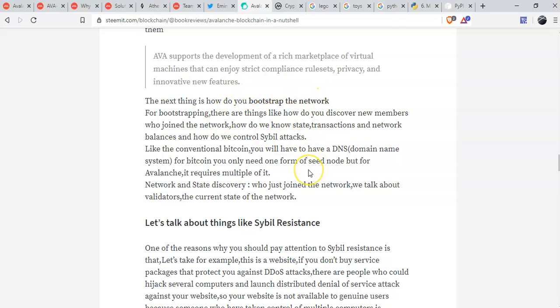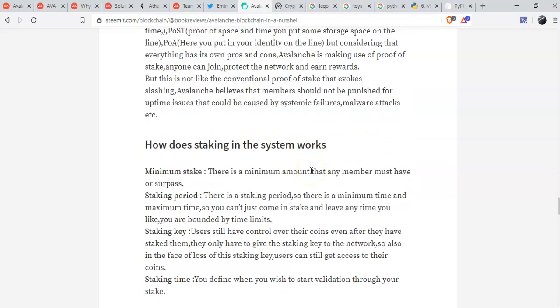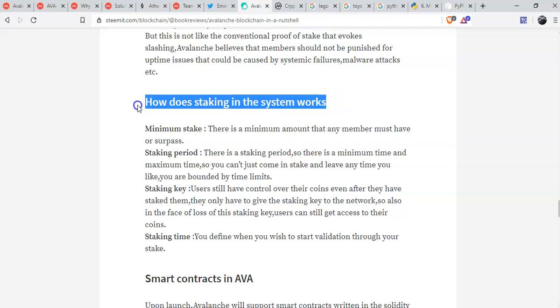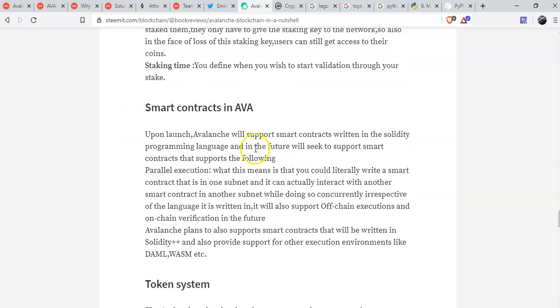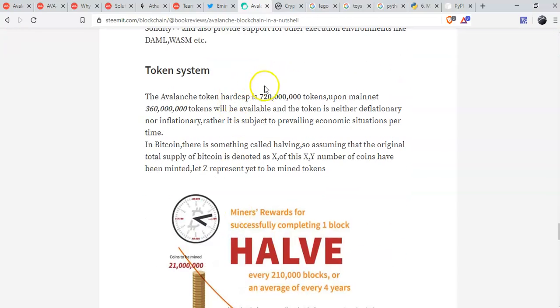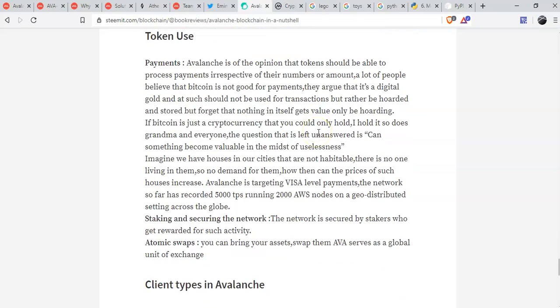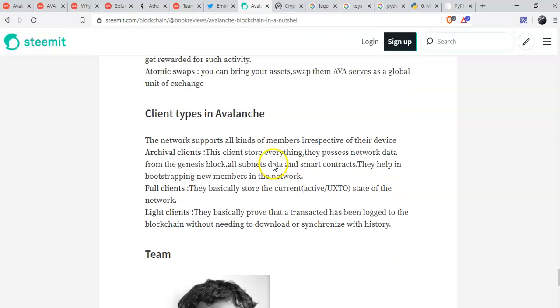Now, how do you bootstrap the network? I actually explain how you bootstrap the network, how DoS is prevented, and how Sybil resistance is all done. You can bring a paper. How staking is done, the minimum, and all those details will be released. The kind of smart contracts that can be supported on this platform in the future will include Solidity++, and also environments like the Digital Asset Modeling Language and WebAssembly. And the token system is going to create 720 tokens, and the things you could do with it, and the kind of client types, all these are explained.